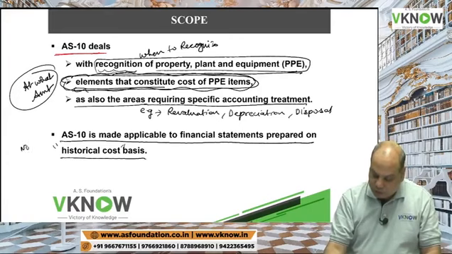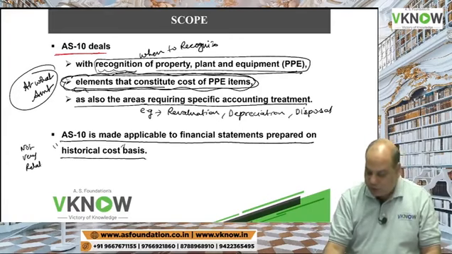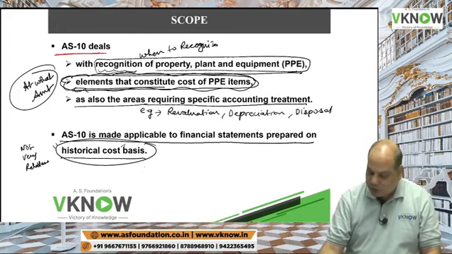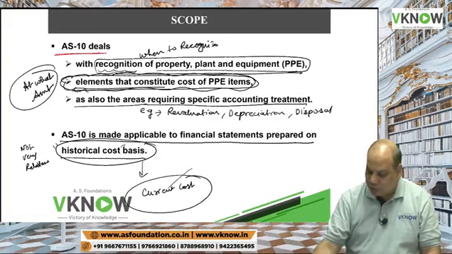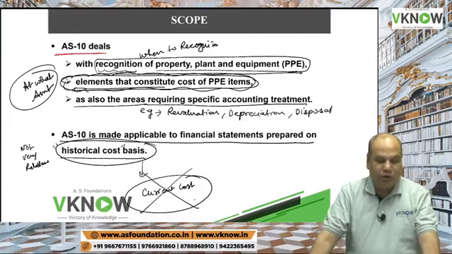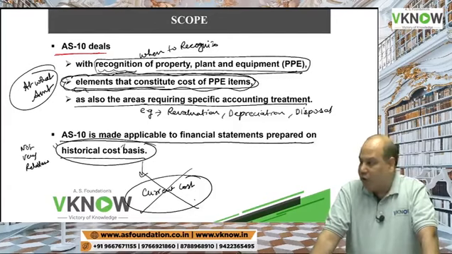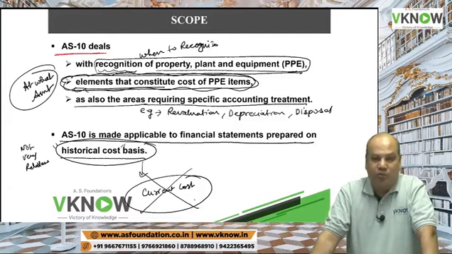This is not very important. Ignore this line. Why is this line given? Some financial statements are based on current cost. But in India, we don't follow the current cost method of accounting. In India, we follow historical cost based accounting.